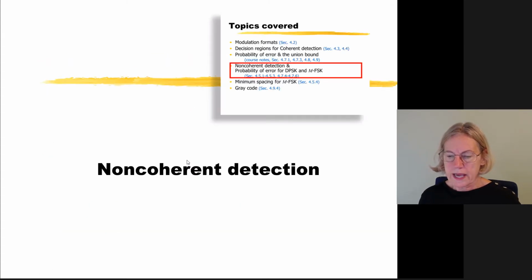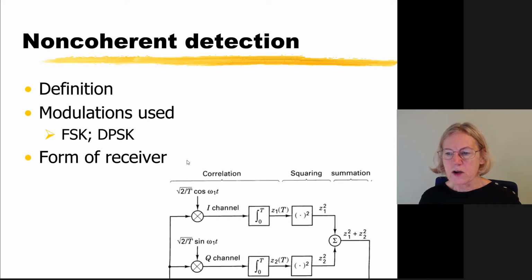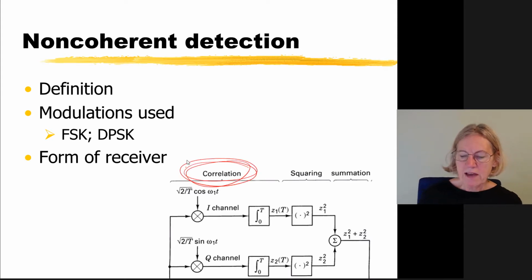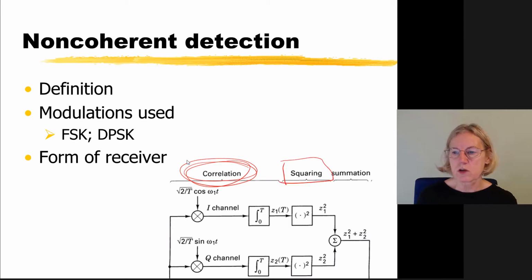Again, this gives you a reminder of where you can find this information in the textbook. In the case of non-coherent detection, basically the form of the receiver is a correlator like we have seen previously. But after the correlation, we're going to be squaring the results of the correlation, so we're squaring the statistics, followed by a summation. So basically we're getting the energy of the signal.